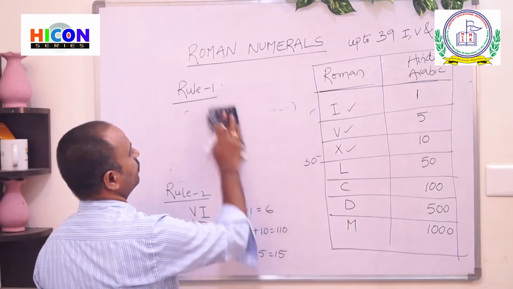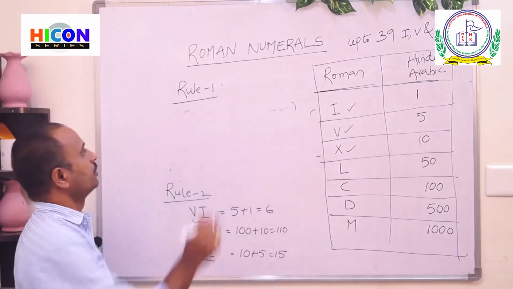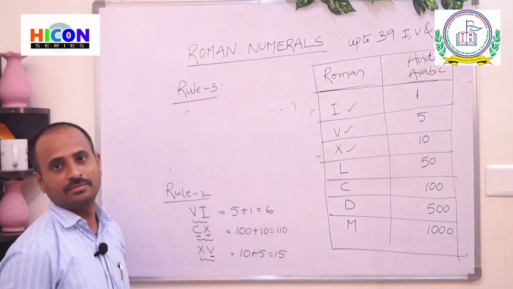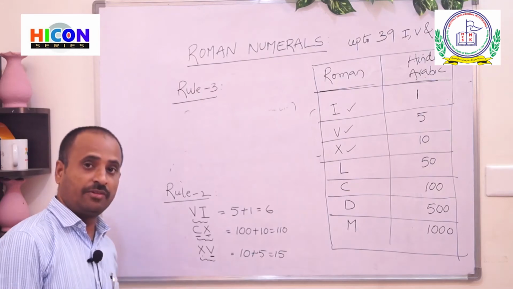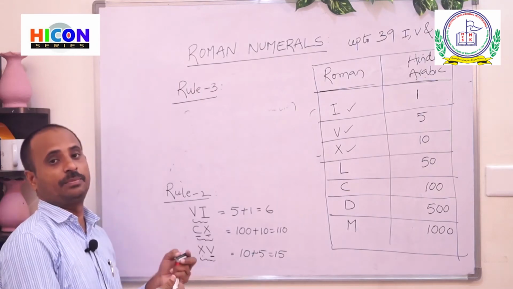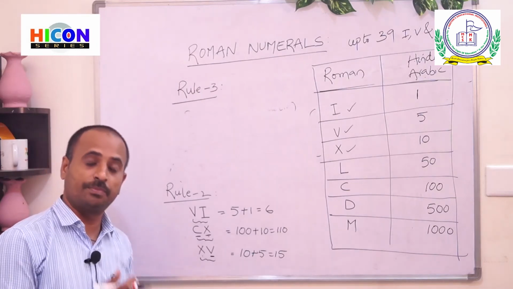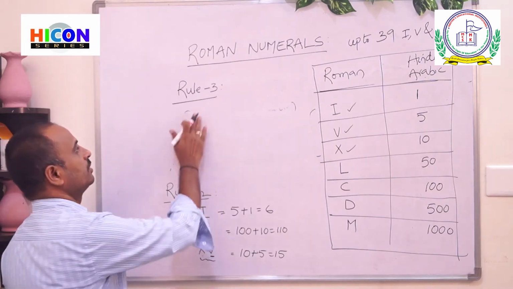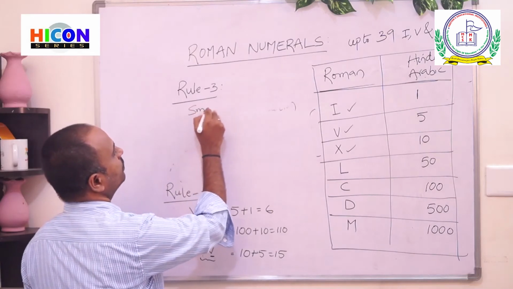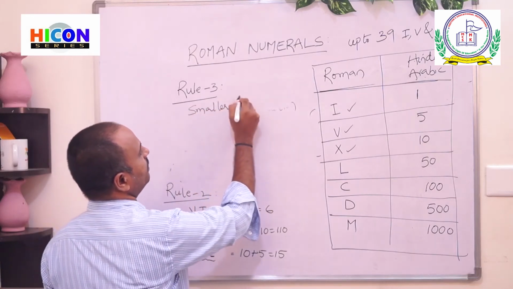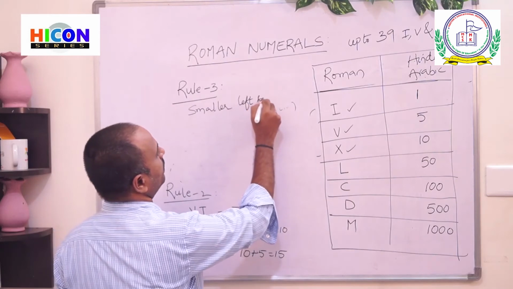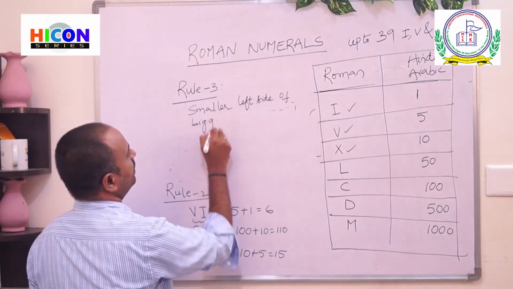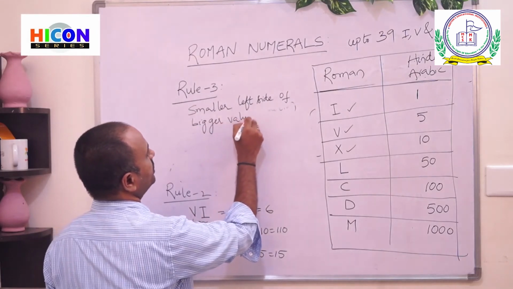So rule number 4. So what is rule number 3? Children, if the smaller value is written on the left side of the bigger value, then we have to subtract that smaller value from the bigger value. So if the smaller value is written on the left side of the bigger value, then we have to make subtraction.